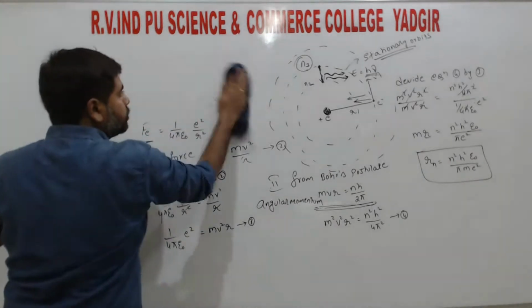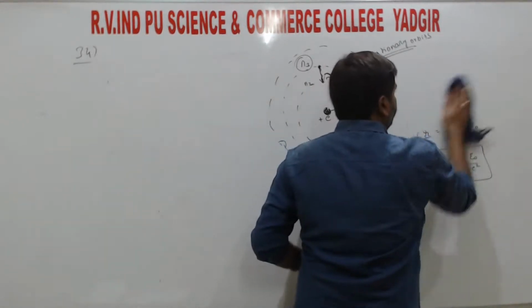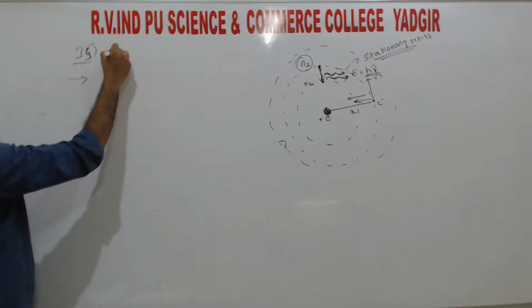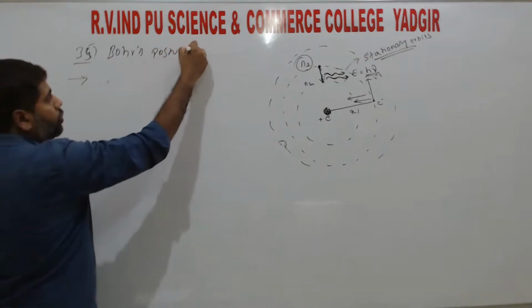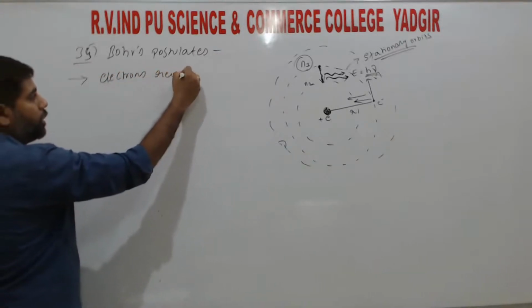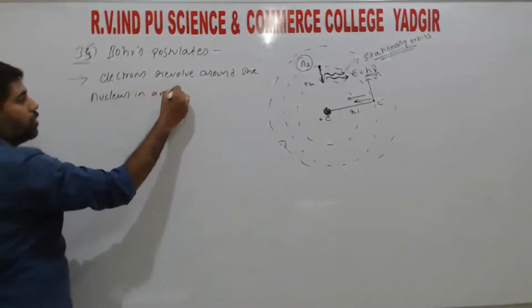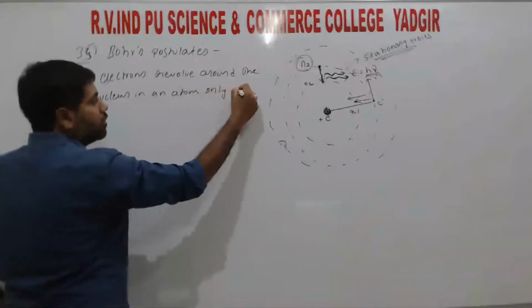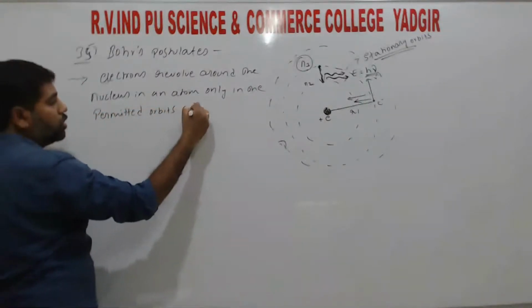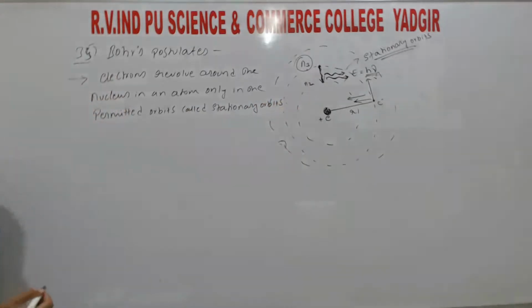I'll make a note on this. The first point under Bohr's postulates: electrons revolve around the nucleus in an atom only in the permitted orbits, called stationary orbits.